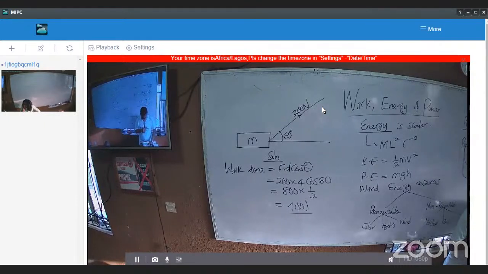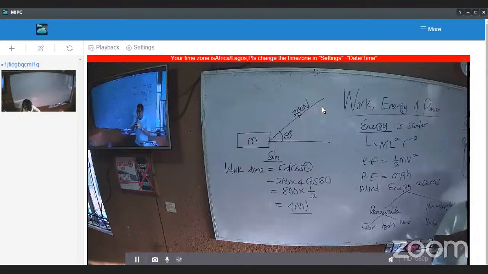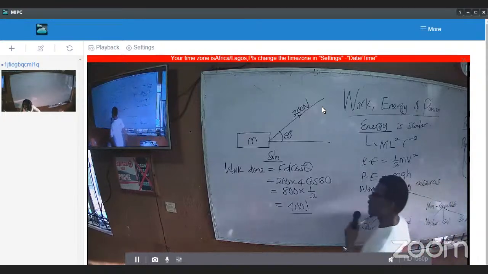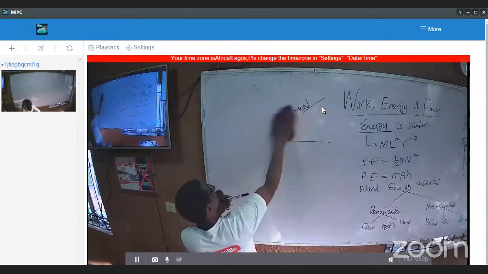If the force constant of the rubber is 200 Newton per meter, calculate the speed with which the stone leaves the catapult.